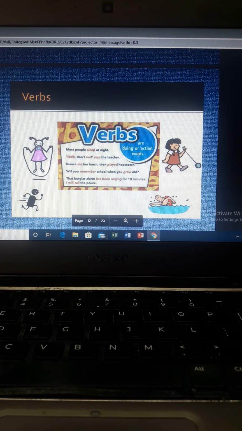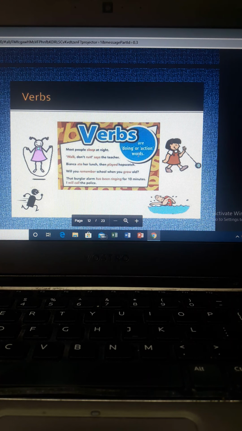Walk, don't run, says the teacher. Now in this sentence, students, there are three verbs. If you notice the word in red, walk, this is again an action verb. Don't run, run again is an action verb. Says the teacher, the teacher is saying something, some action is being done. So walk, run, says, all these three become the action or the doing word. Some kind of activity is happening.